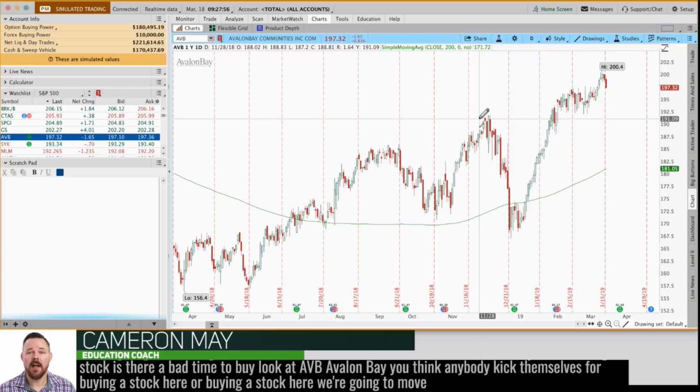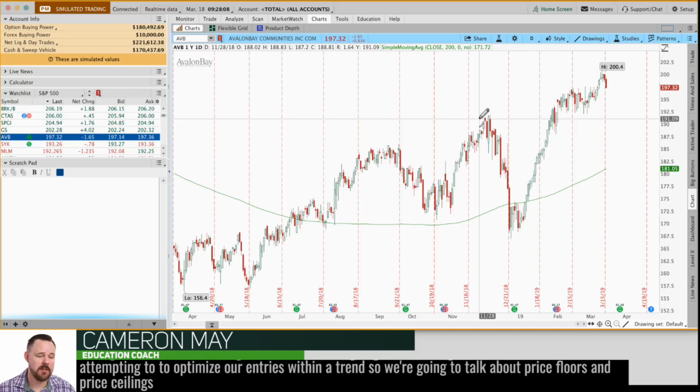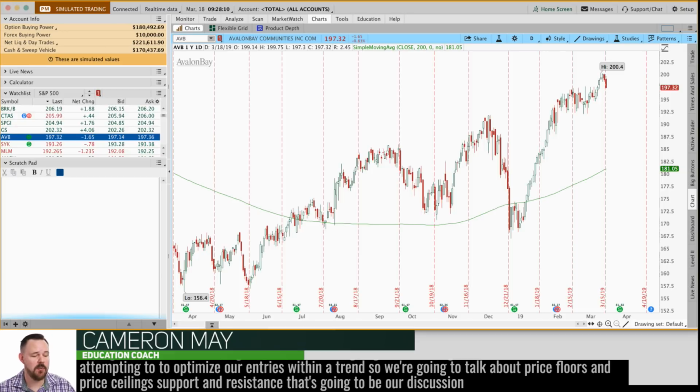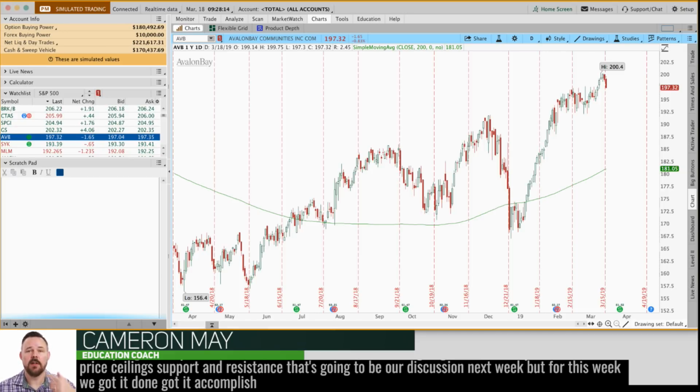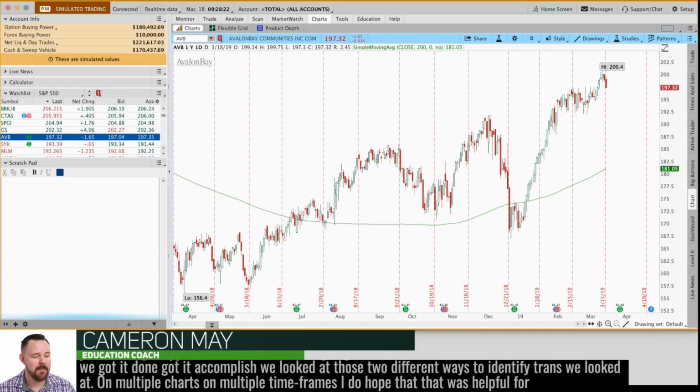We're going to be moving on next week to talk about attempting to optimize our entries within a trend. So we're going to be talking about price floors and price ceilings, support and resistance. That's going to be our discussion next week. But for this week, we got it done, got it accomplished. We looked at those 2 different ways to identify trends. We looked at that on multiple charts, on multiple time frames. I do hope that that was helpful for you.